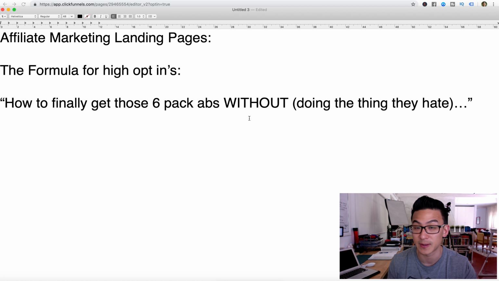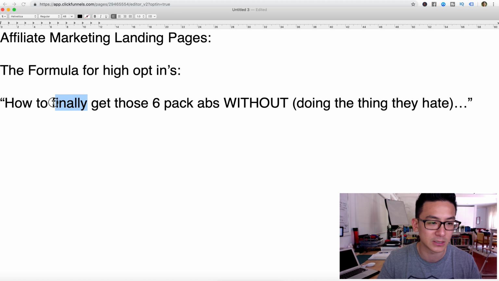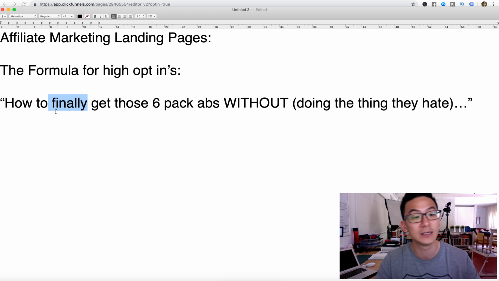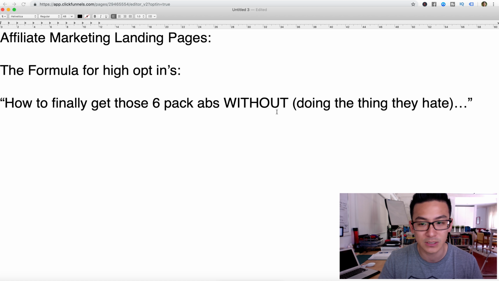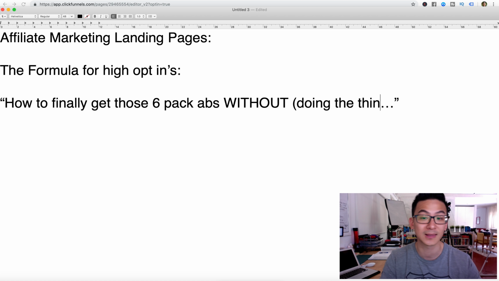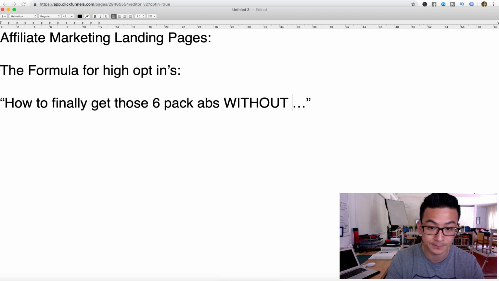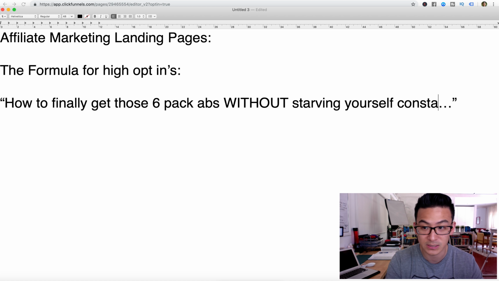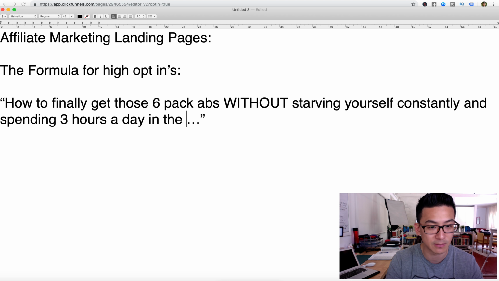So think about it, right? Most guys want to get six-pack abs, but it's one of the most difficult things to get, okay? It's just the truth, right? Because you have to understand how to do it, you have to work very hard, you have to diet and all that stuff. So first of all, this is the result that they want. How to finally, because maybe this person has been trying to do it for a while, how to finally get those six-pack abs without doing the thing that they hate. So what could be the thing that they hate doing? Without starving yourself constantly and spending 3 hours a day in the gym?